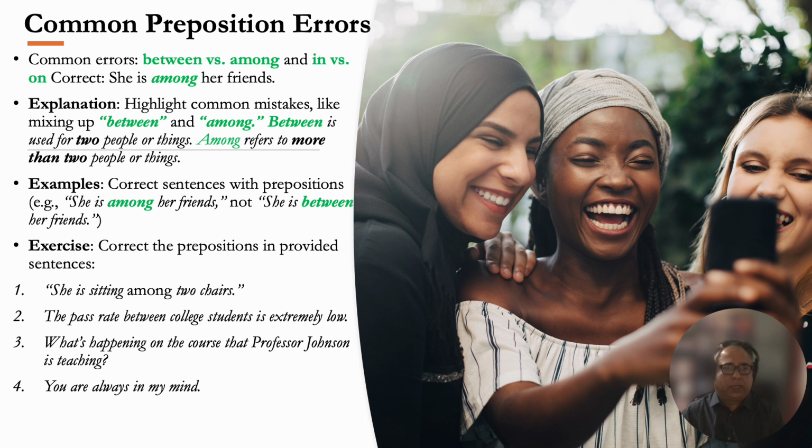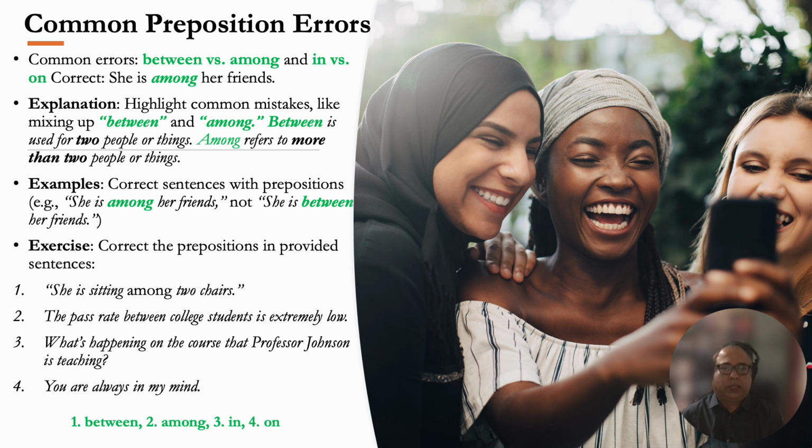So can you correct these prepositions in the sentences below? She's sitting among two chairs. The pass rate between college students is extremely low. So these are all wrong, incorrect sentences. I need you to change the prepositions and make them grammatically correct. Okay? Do the exercise now. And here are the answers.